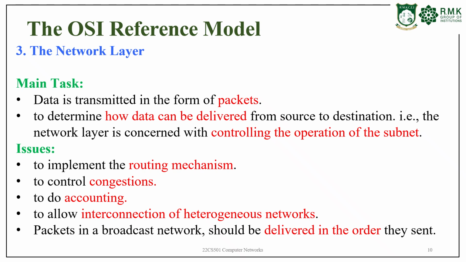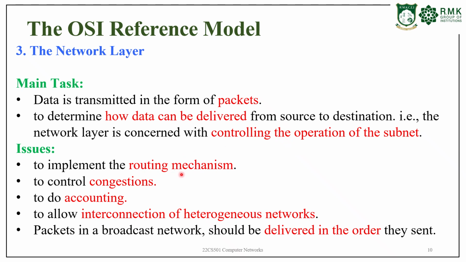Then comes the network layer. The main task of the network layer is that data will be transmitted in the form of packets. So how is the data going to be delivered from the source to the destination? The main functionality of the network layer is controlling the operation of the subnet. As I have already shown you in the diagram, the communication subnet is formed from the network layer, the data link layer and the physical layer. The layer that controls the communication subnet is the network layer.